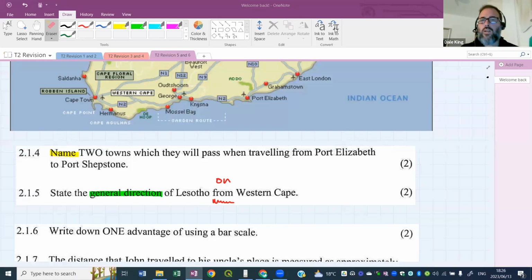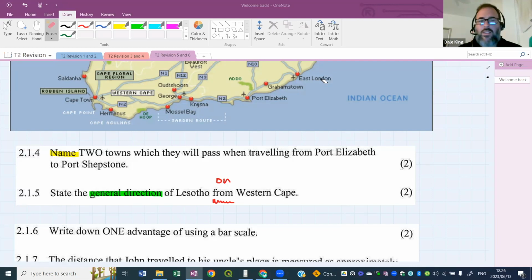No, Peter, it won't be right. It's got to be northeast. So if you write southwest, it means you are going from Lesotho to Western Cape. You're going the other way, in the other direction. You've got to put your compass on the Western Cape, draw a line to Lesotho, and then check on your compass which one you're closest to. So if you wrote southwest, it means you've put your compass on Lesotho, which is the other way around.